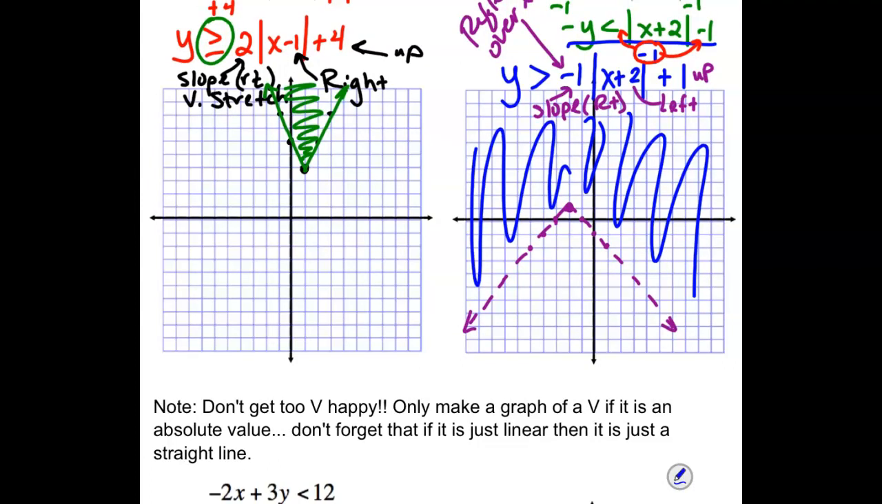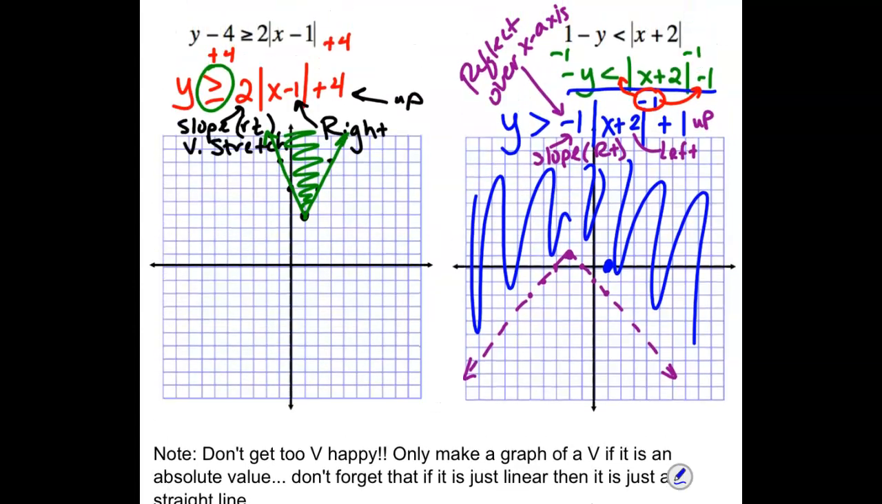So let's say we test this point, 1, 0. Okay, it's in our shaded region, so it should work. We're going to go back to our original equation and plug in 1 for x and 0 for y. We get 1 minus 0, which is 1, is less than the absolute value of 1 plus 2. The absolute value of 1 plus 2 is the absolute value of 3, which is 3. Is 1 less than 3? Yes. Since it worked, we know we've shaded the right section.